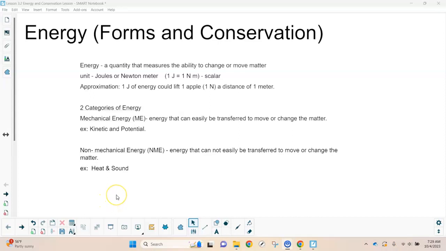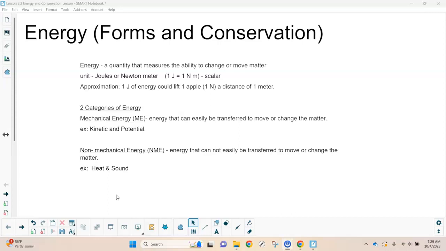All right, guys, so we're into our lesson on energy and conservation of energy. So first, we're just going to start with a basic definition of what energy is. You're probably familiar with the concept of energy, but formal definitions are a little tougher to come by. So we're going to define energy as a quantity that measures the ability to change or move matter. So it allows you to change or move matter.